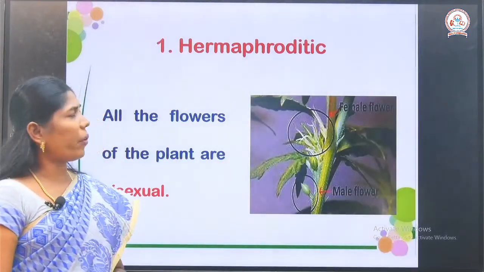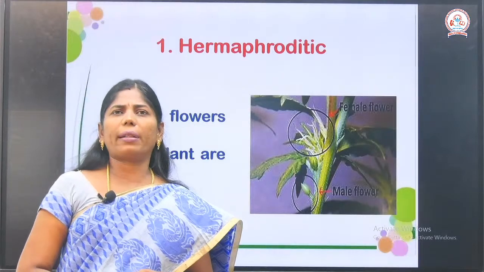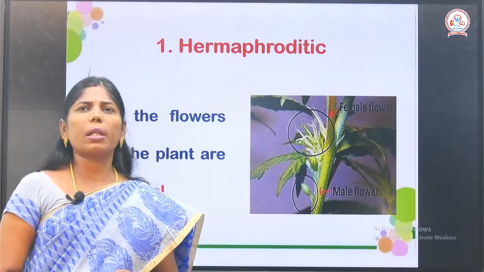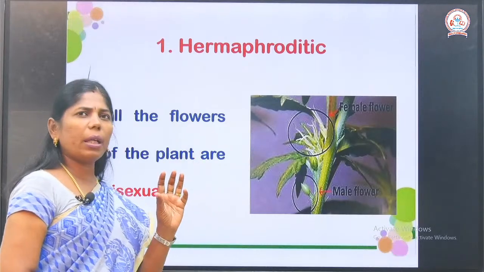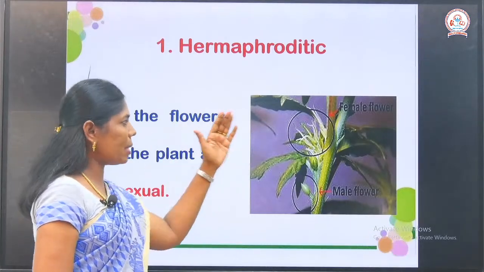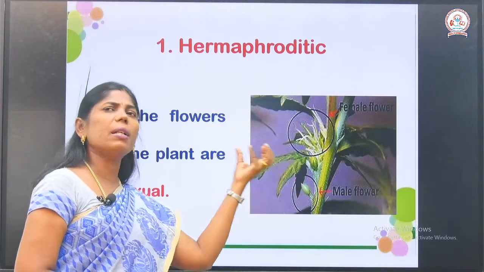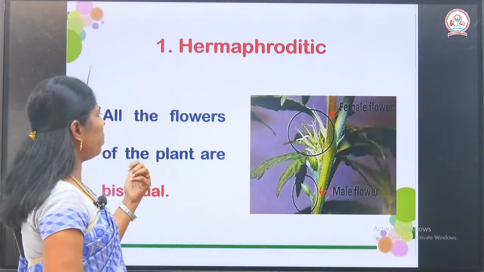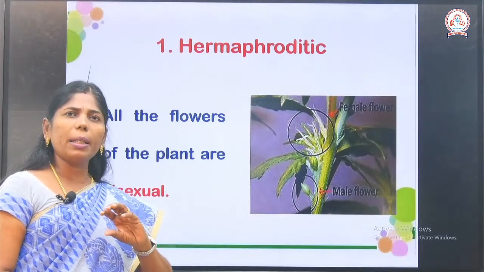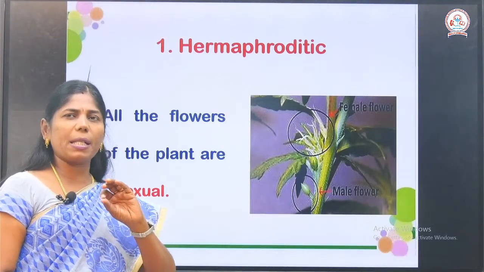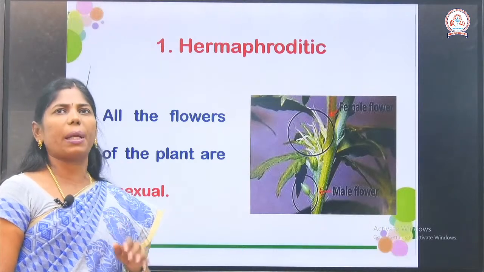So, that is hermaphrodite. Hermaphrodite means that both sex organs are present in a flower. It is not the same as bisexual flowers. Both sex organs may be present in the same flower, or male and female sex organs may be present in different branches of the same plant. That is considered hermaphrodite.